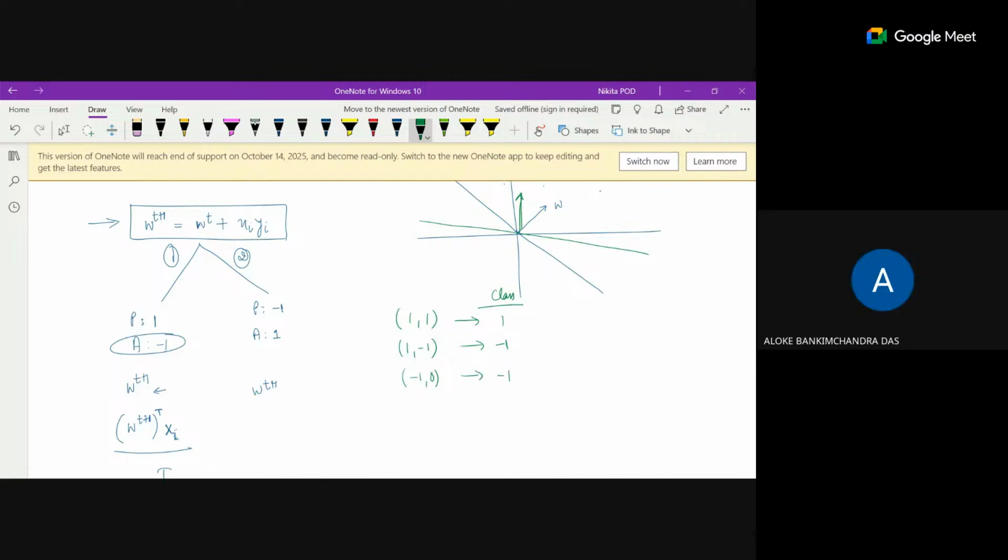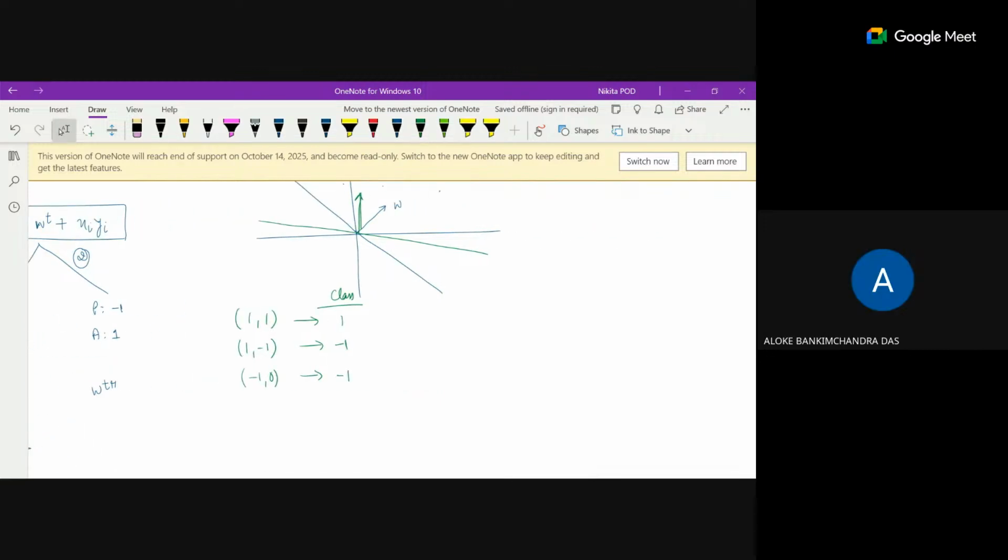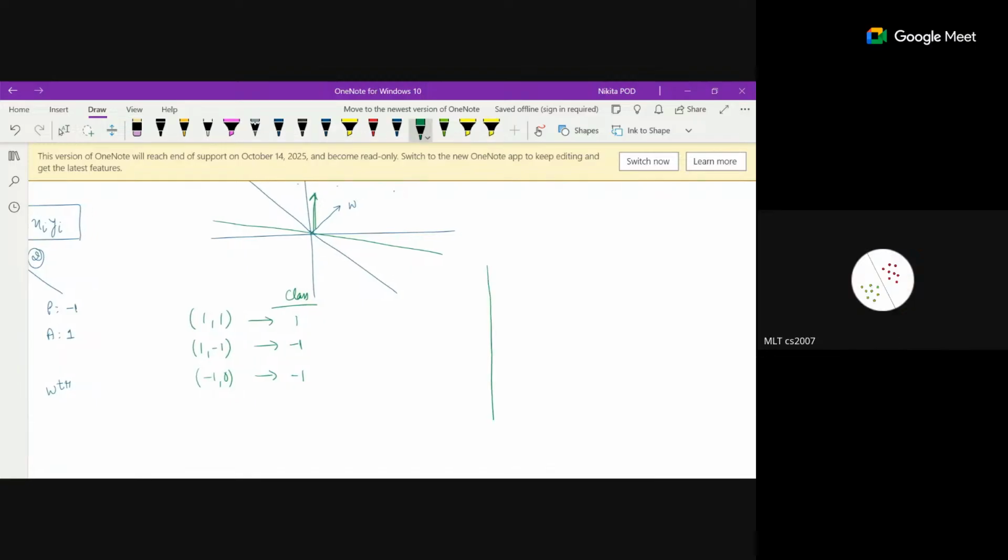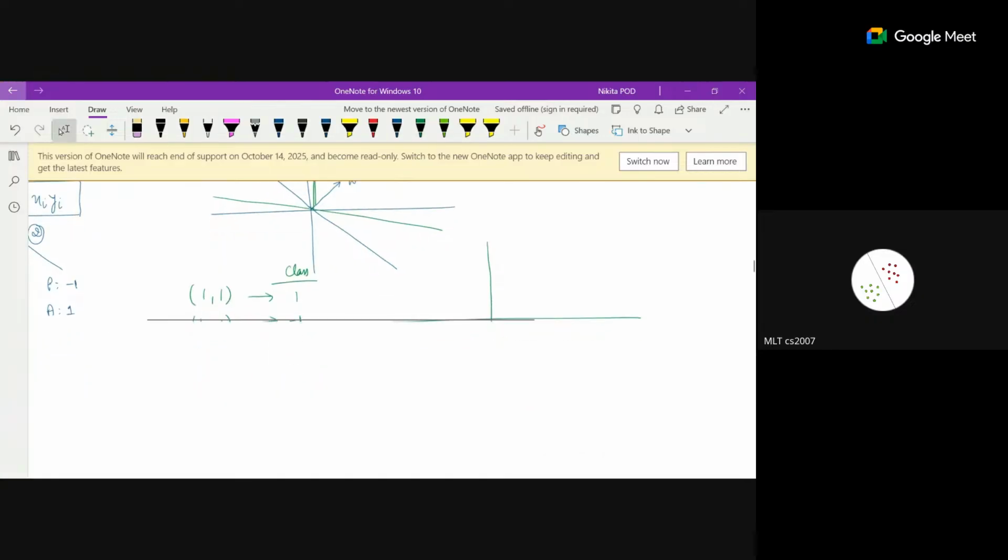So what will be the final convergence W? It will swing. Okay, let's see. So you have 1, 1. So 1, 1 is, say, here.